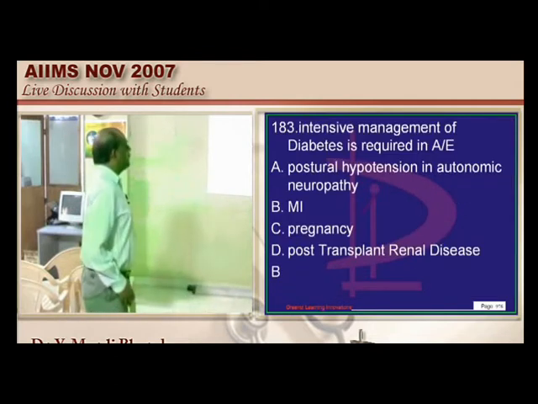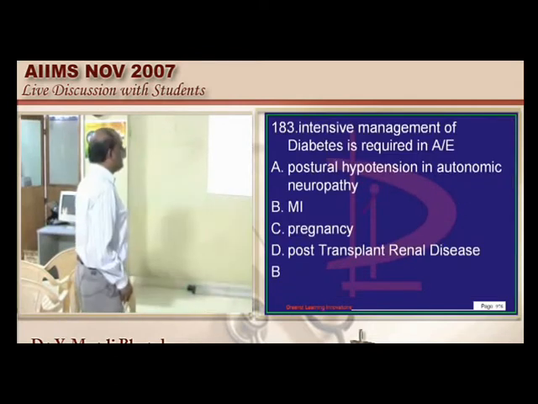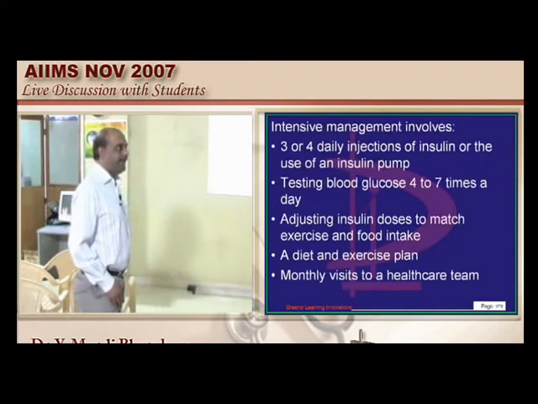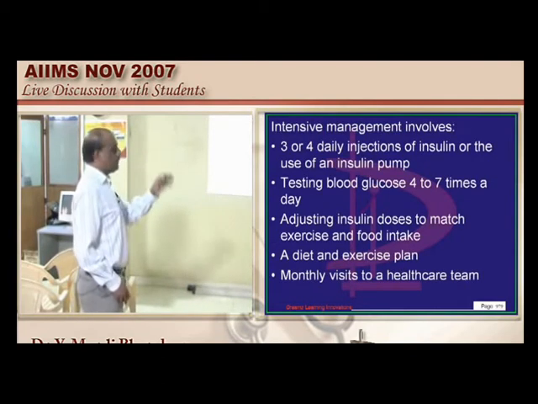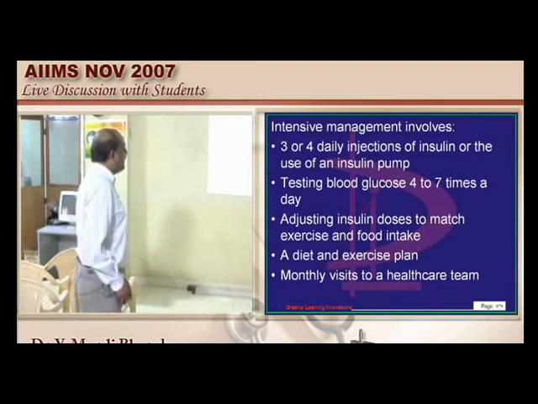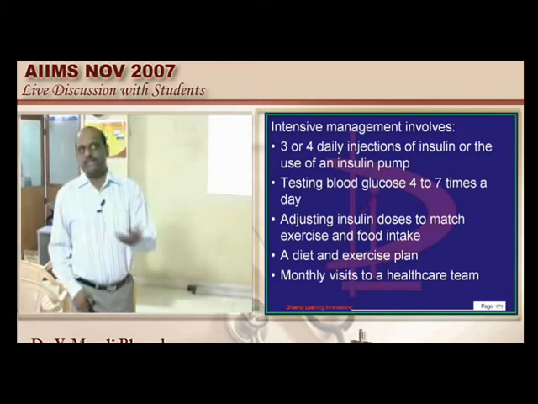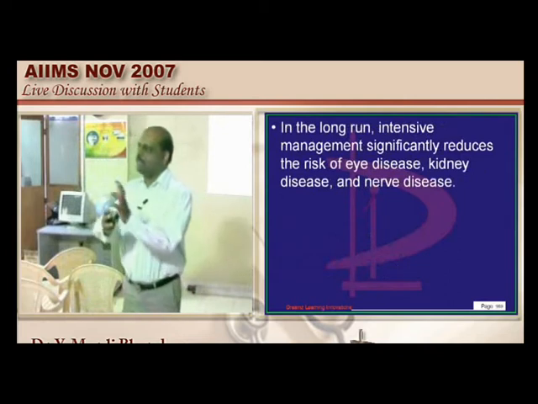Basically 3 to 4 daily injections of insulin, testing blood glucose 4 to 7 times a day, adjusting insulin dose to match the exercise and food intake and the diet and exercise plan, monthly visit to the clinician. It's all called intensive management.